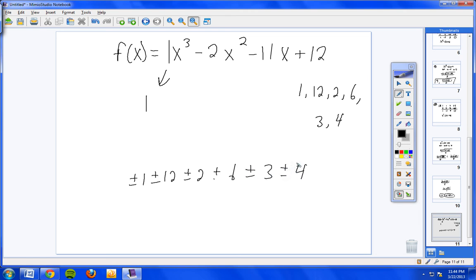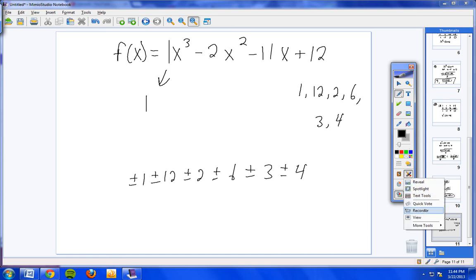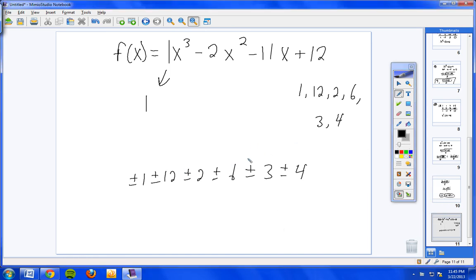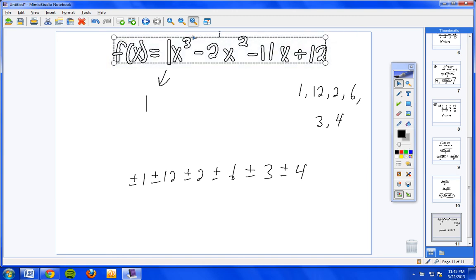All right, so these are the numbers I have to test until I find a 0, okay? Now it is going to be a little time consuming, but we need to test each one until we find one. Now sometimes you'll get lucky and sometimes you won't. I'm going to start off testing a positive 1 right here. I'm just going to start checking until I find one. So I'm going to go ahead and cut and paste this to the next page.